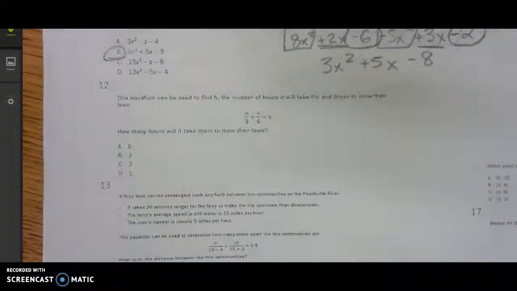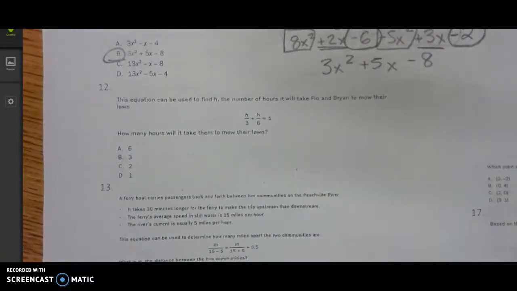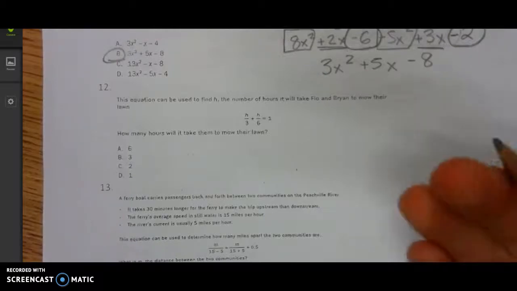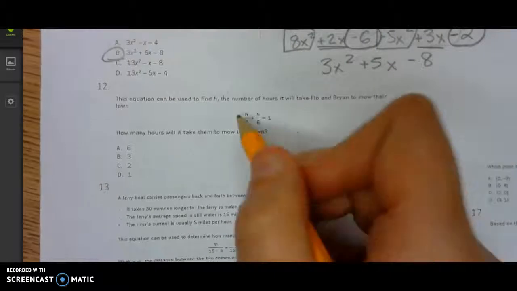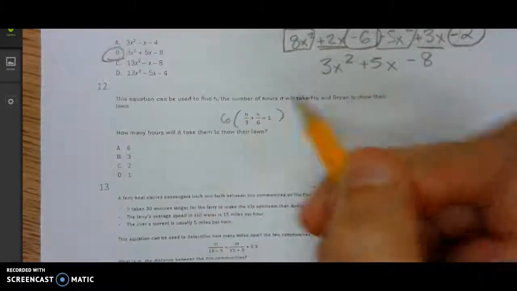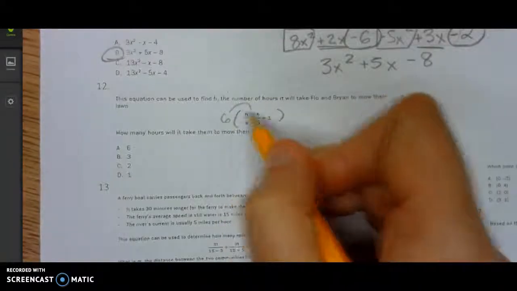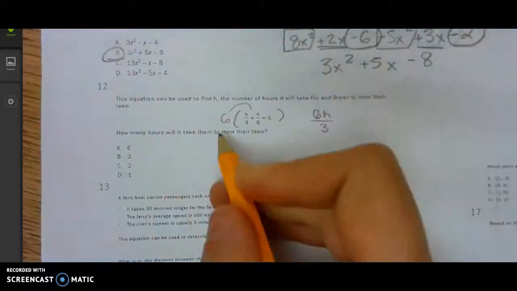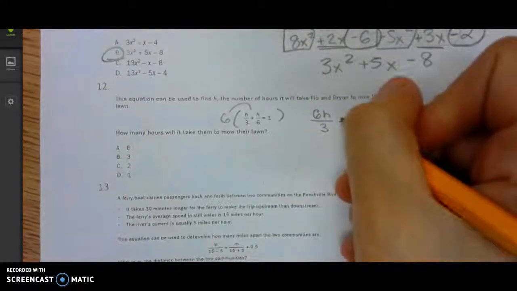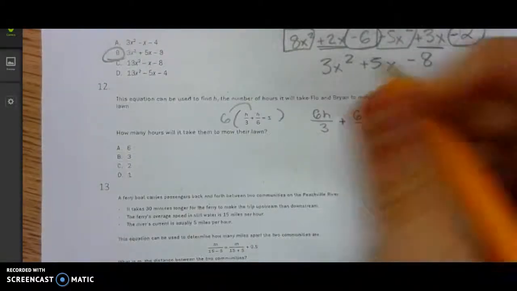So, to get rid of this fraction, I'm going to multiply by the LCM of the two numbers, which is the least common multiple, so the smallest thing that both of these go into. And 3 goes into 6, so that's actually just going to be 6. So I'm going to multiply the whole thing by 6, both sides of the equation. So I'm going to get 6h over 3, and remember this only multiplies by the top, plus 6h over 6 equals 6.